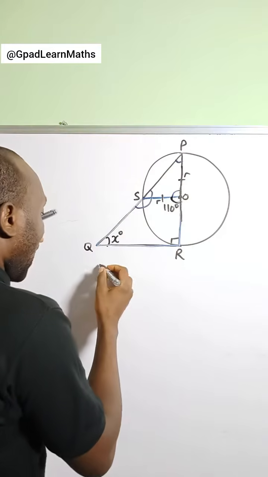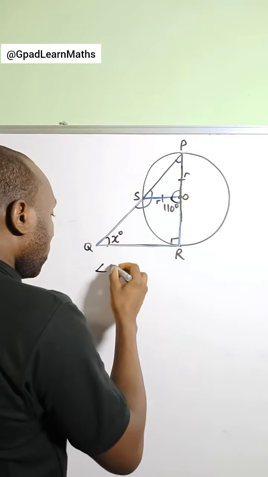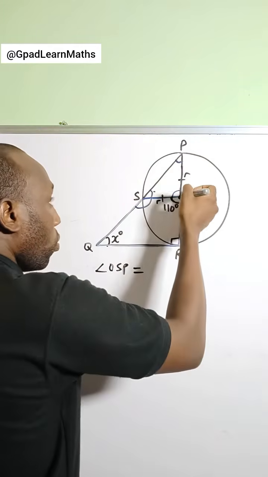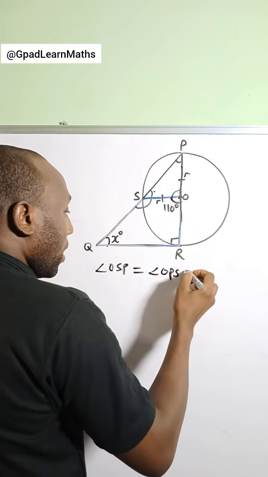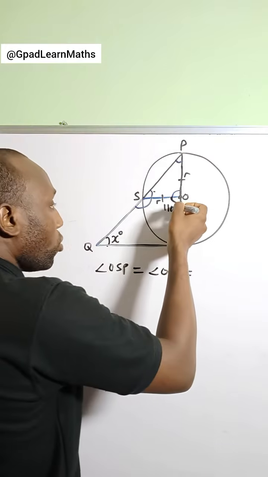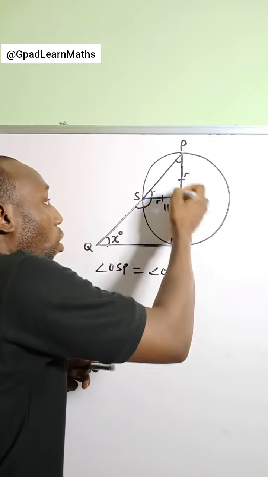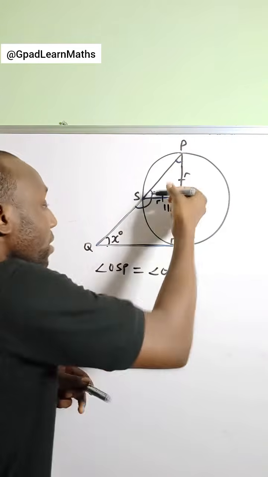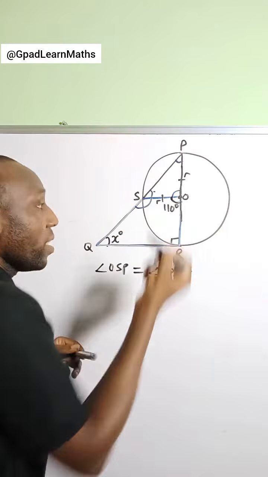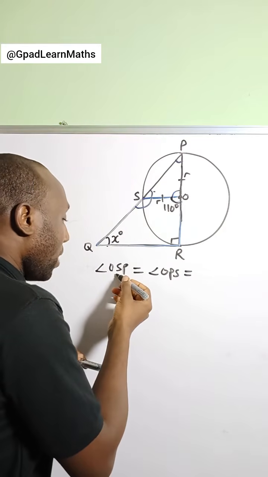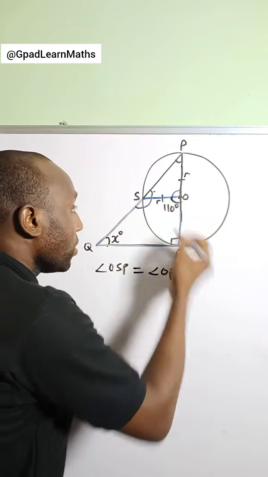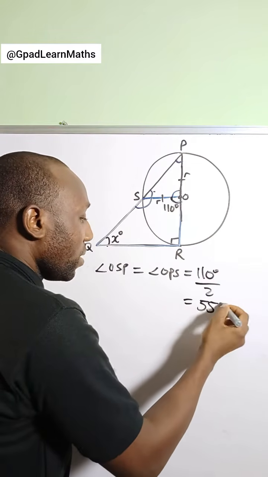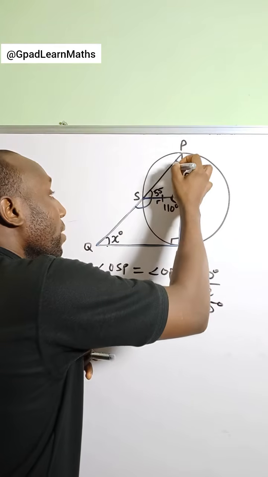So it means that angle OSP, that's this angle here, is equal to what? Angle OPS. And to get that, the exterior angle of this triangle is equal to the sum of the two opposite interior angles, which means these two angles add up to give you 110. Now, if we want to get angle OSP or angle OPS, you take this 110, you divide it by 2. That gives you what? 55 degrees. So this is 55 here, and this is 55.